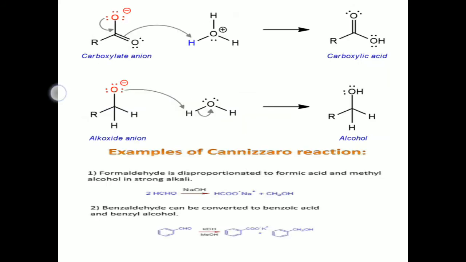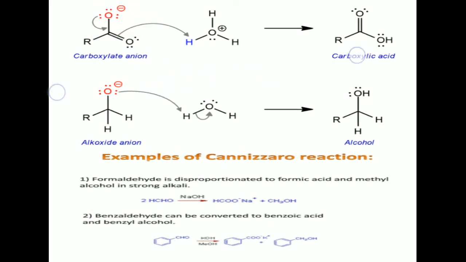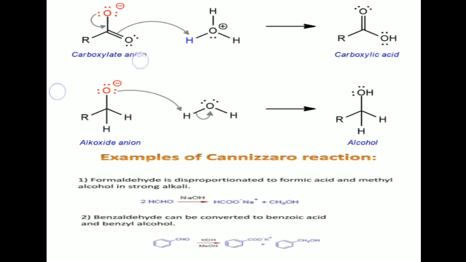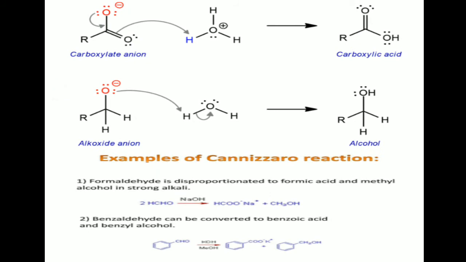Here, that carboxylate ion can react with H3O plus, which is formed by the addition of water and H plus. Then the H plus of H3O plus combines with the carboxylate ion and forms carboxylic acid. It is another way of getting carboxylic acid.